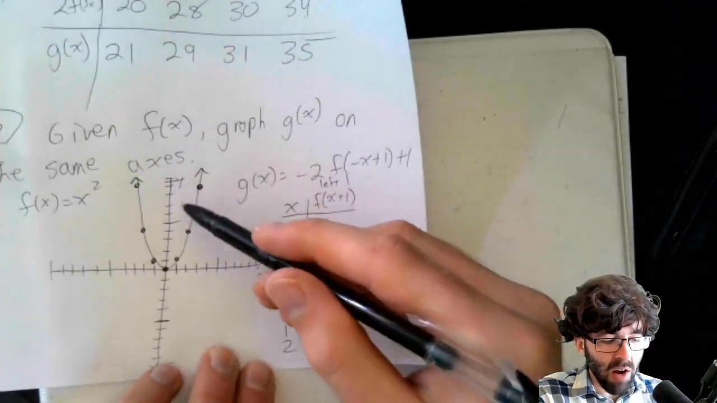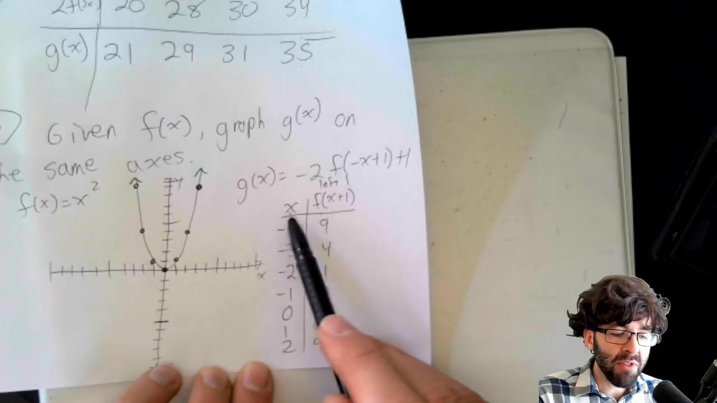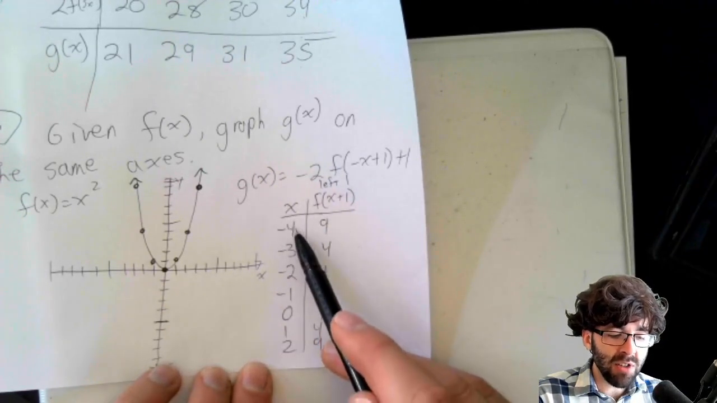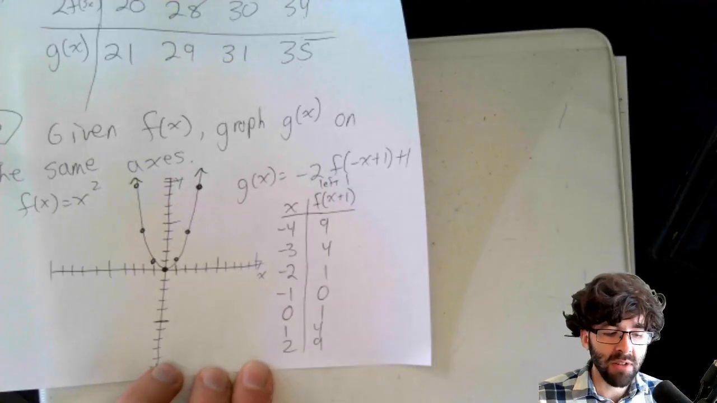So again, we're just taking all the points from our toolkit function and moving them left 1 unit. So the x-coordinate just gets bumped over, but the y-coordinates are all the same as our toolkit function.